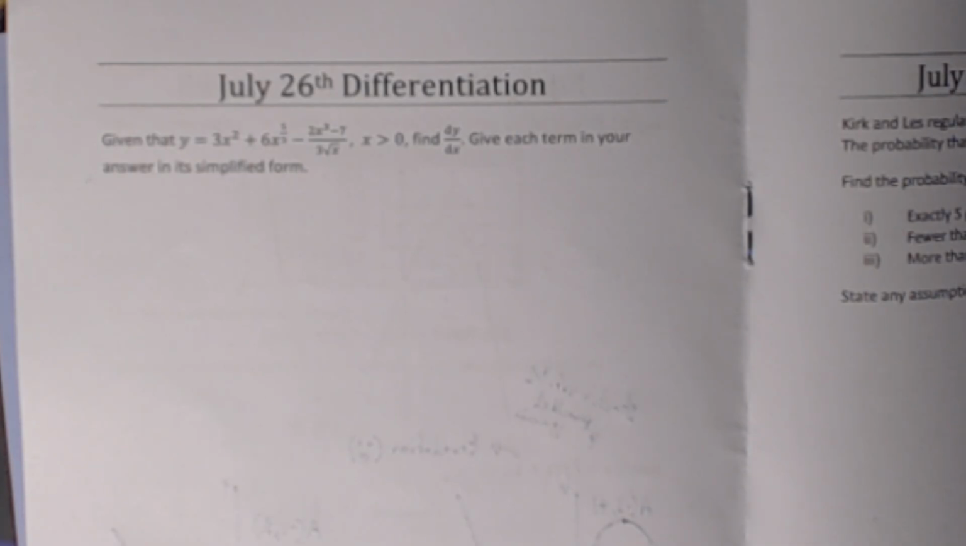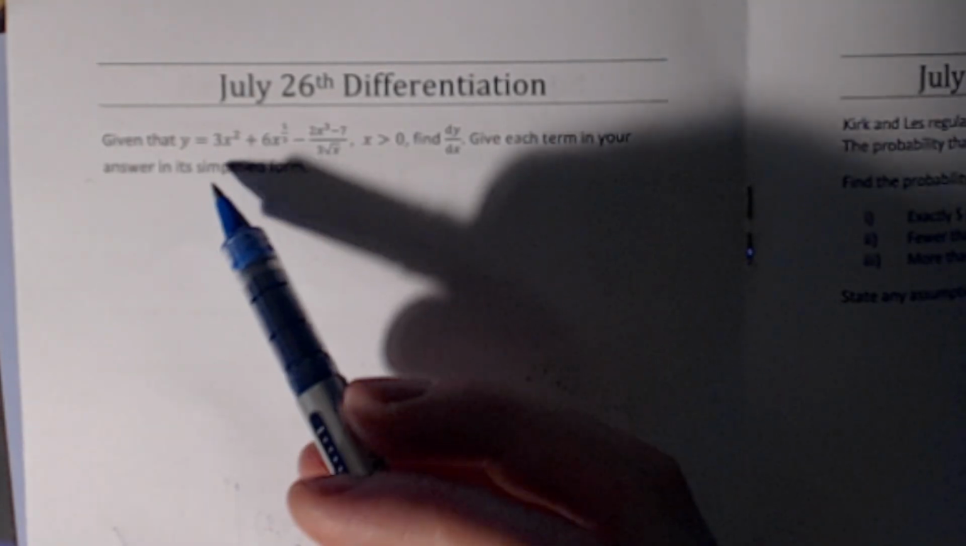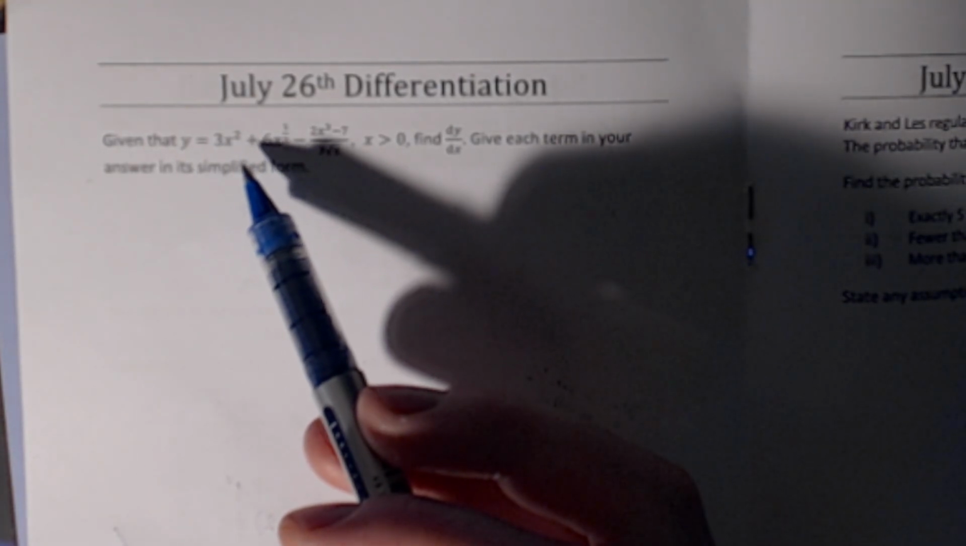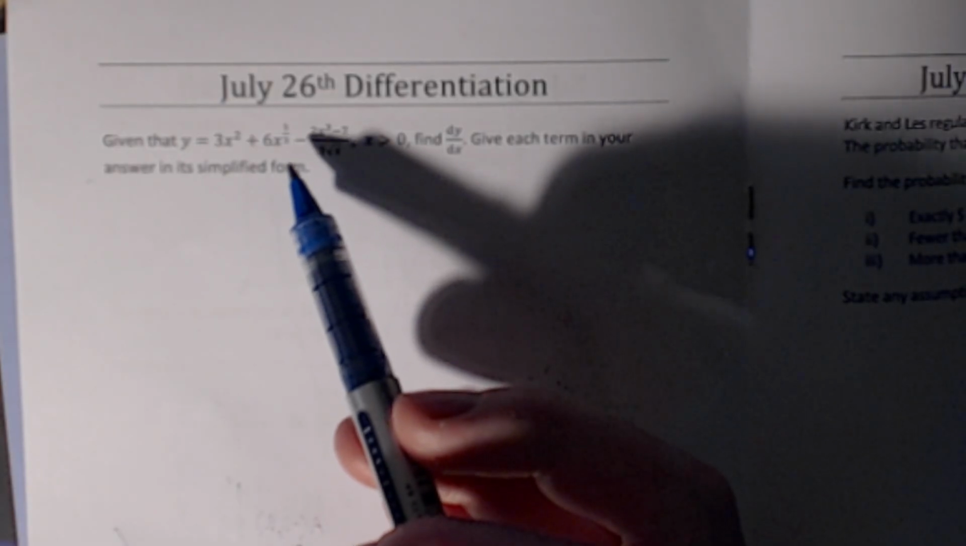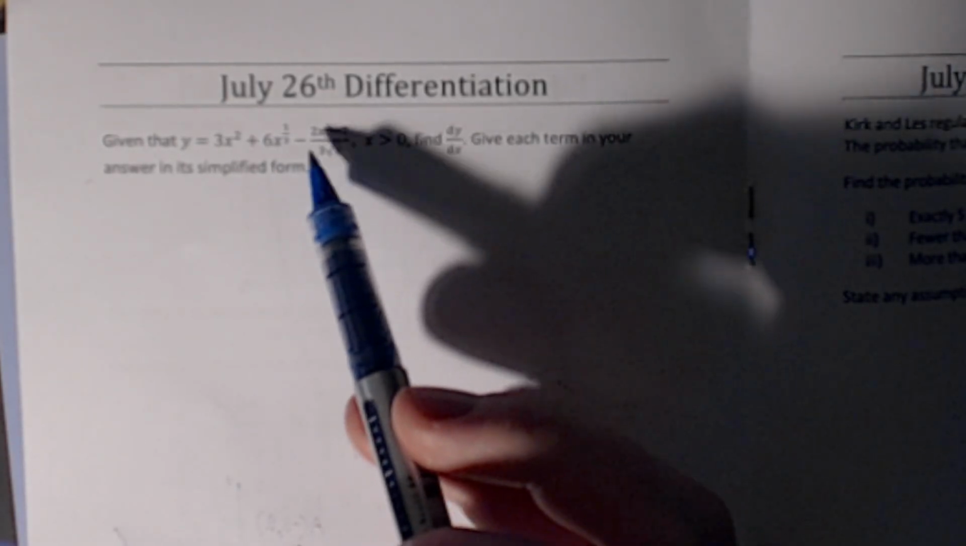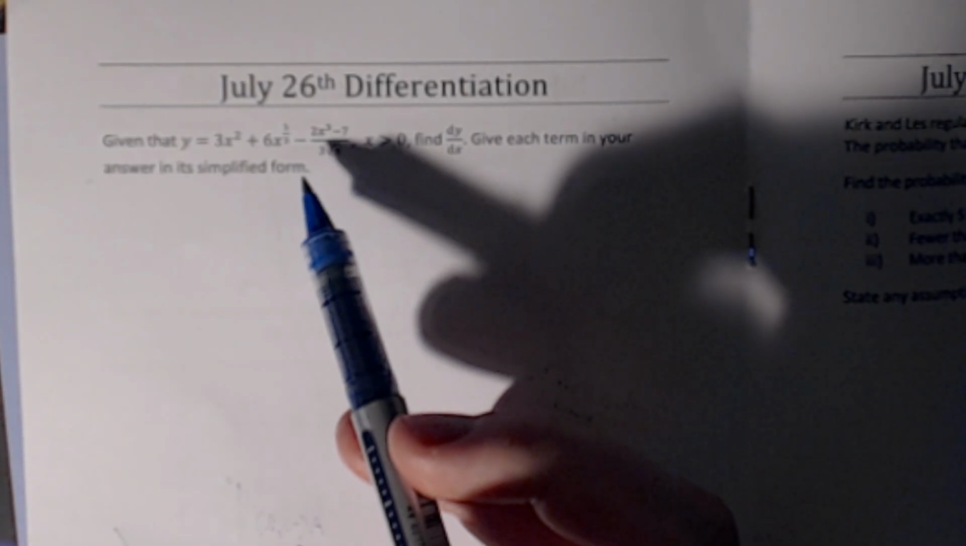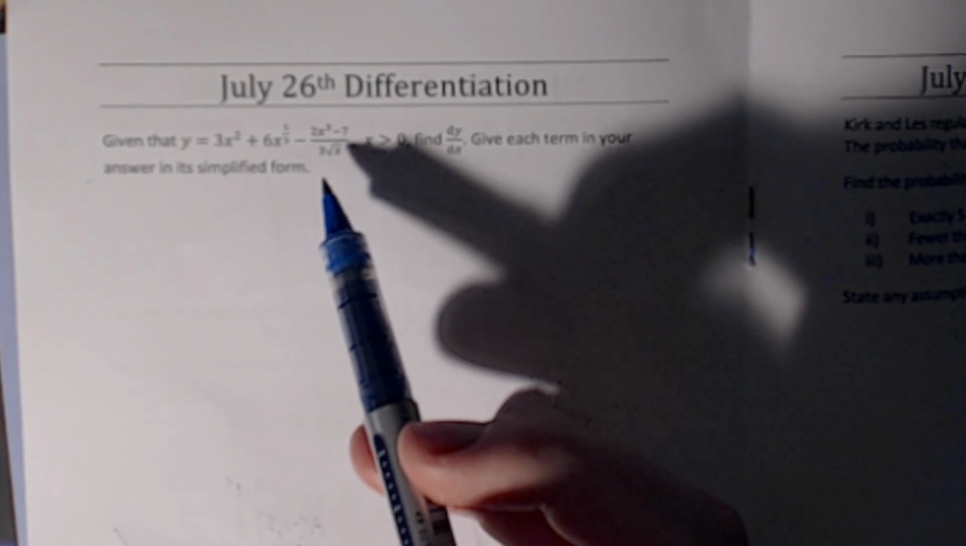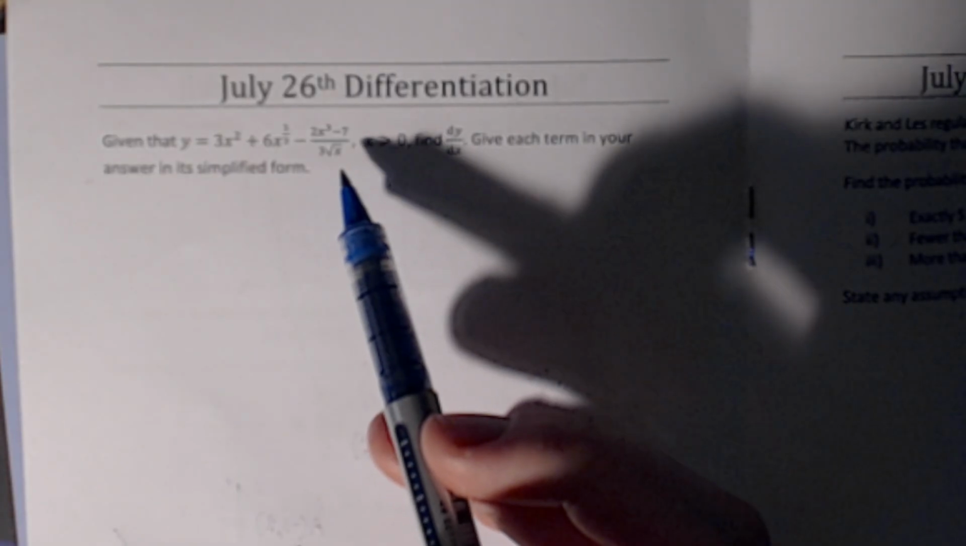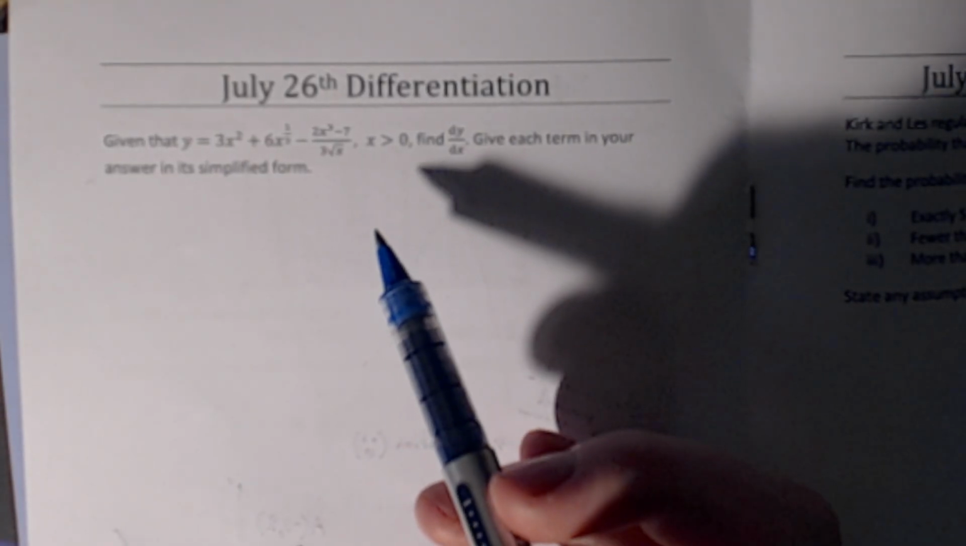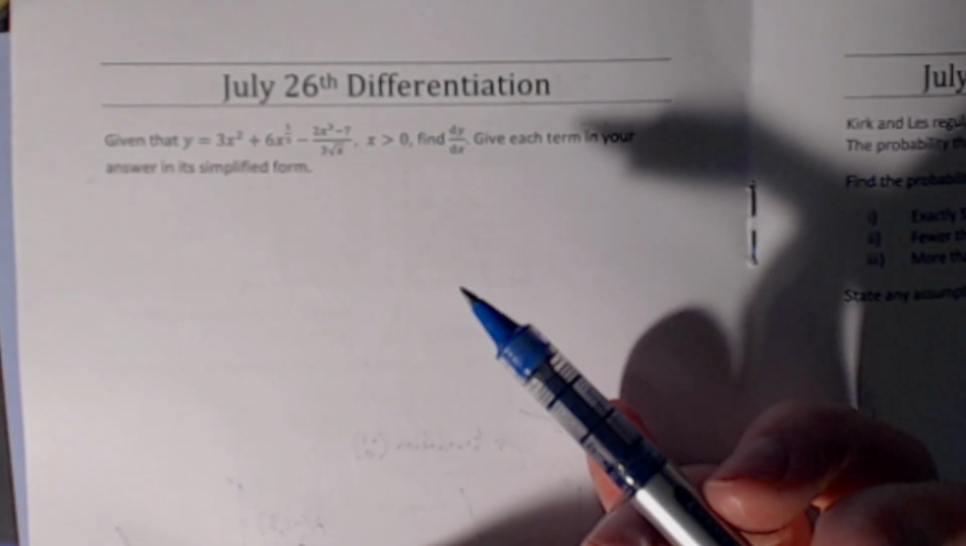Today I'll be answering the July 26th problem on differentiation, which is that given that y is equal to 3x squared plus 6x to the third minus, and then this big fraction here, 2x cubed minus 7, all divided by 3 times the root of x, we want to find dy by dx. We want to make sure it's in its simplest form.